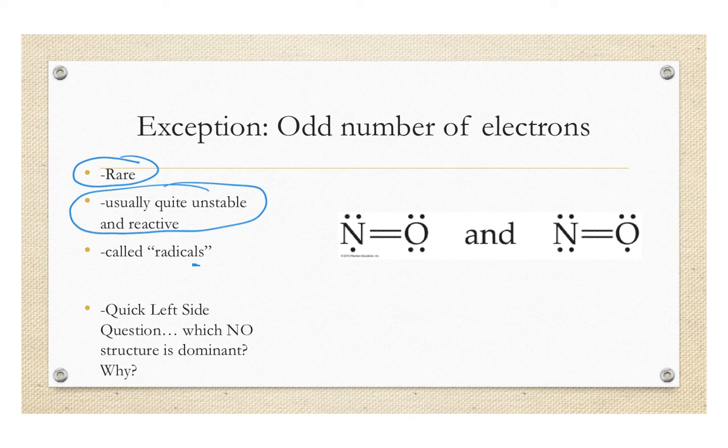Here are 2 structures for nitrogen monoxide. Quick question: which NO structure is dominant and why? Go ahead and take a look and think about it. Come back when you're done. If you need a clue, think about formal charge. Come back when you're done.